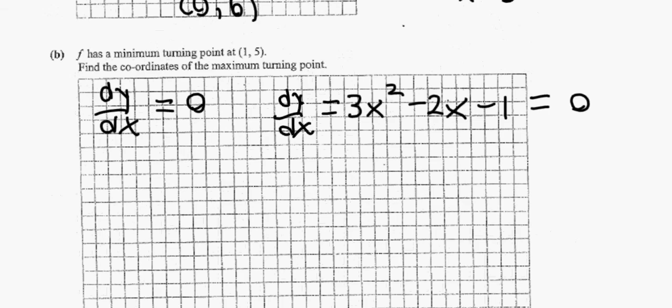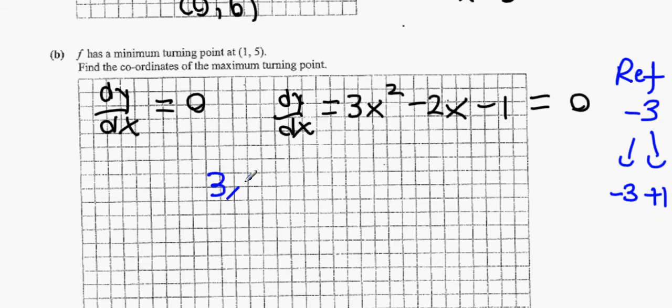What we can do next is solve this using the reference number. The reference number is 3 multiplied by minus 1, which is minus 3. The two numbers have to differ by minus 2, so this can be minus 3 and plus 1. Now remember, you could also use the minus b formula. This is a more difficult reference question because it's not x squared this time, so you have to write down an extra step where you replace minus 2x with minus 3x plus 1x.